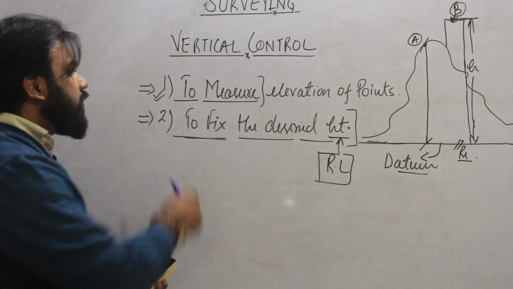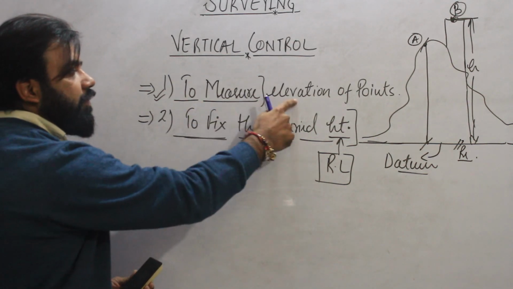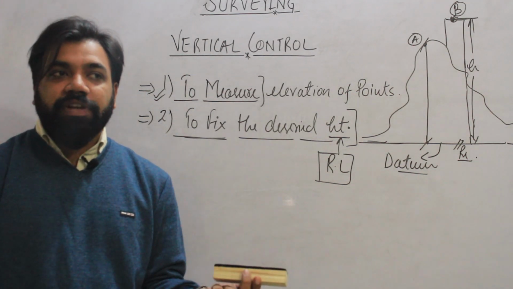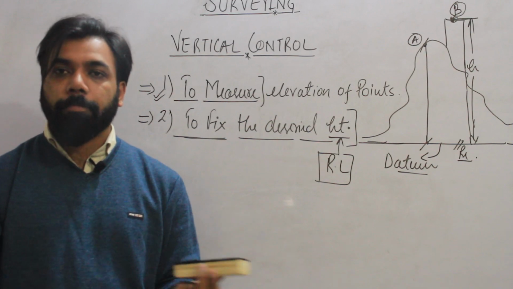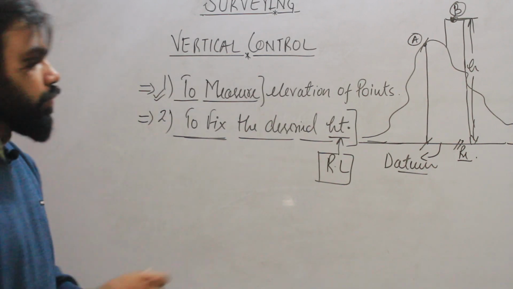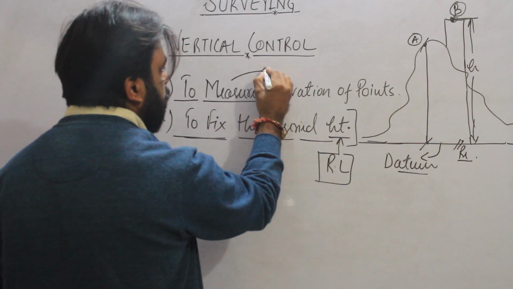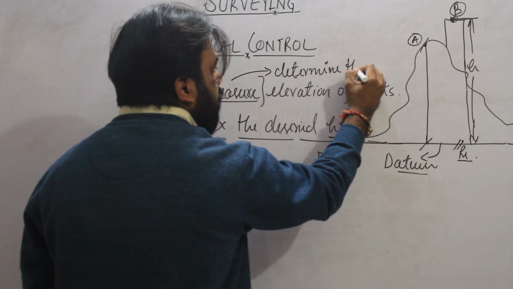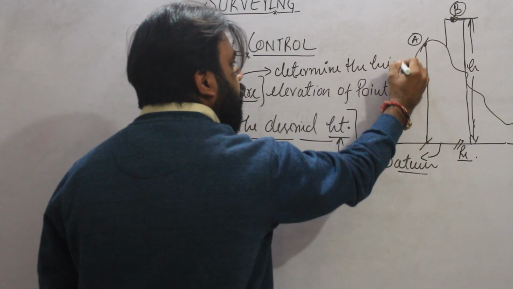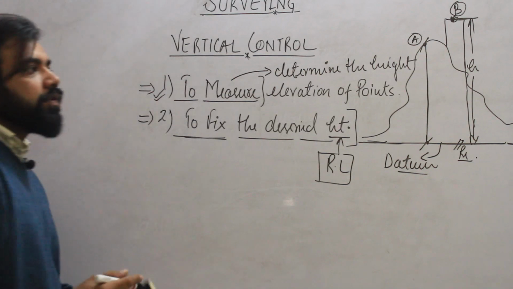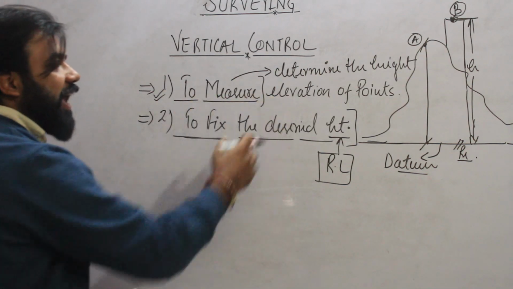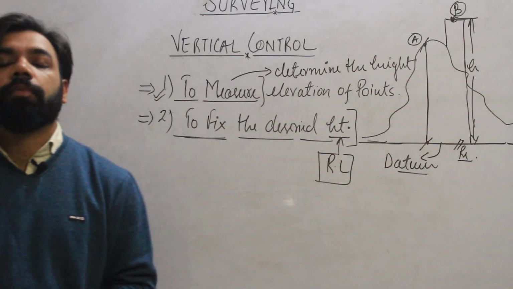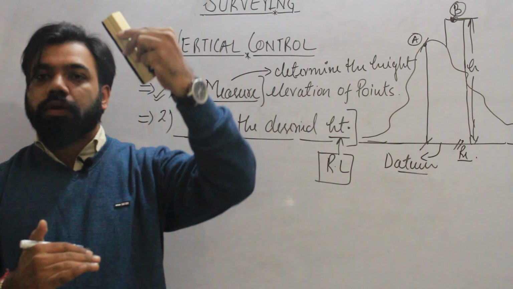If you want to understand this point, to measure the elevation of the point, you can also say it as to determine the height of points. You can also say it as, or to measure the elevation of the point. Second is to fix the desired height. These 2 points come under the category of vertical controls.